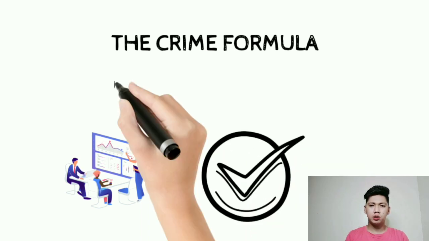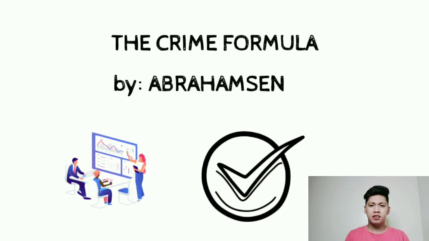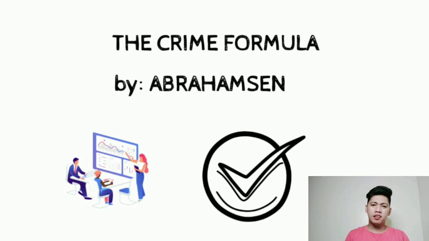In today's lecture, we will be discussing the crime formula presented by Abrahamsen. In his crime formula, it states that there are predictors on how we can identify whether a certain person has a tendency to become a criminal. It also explains how a person will turn into criminality. So without further ado, let's move to the discussion.